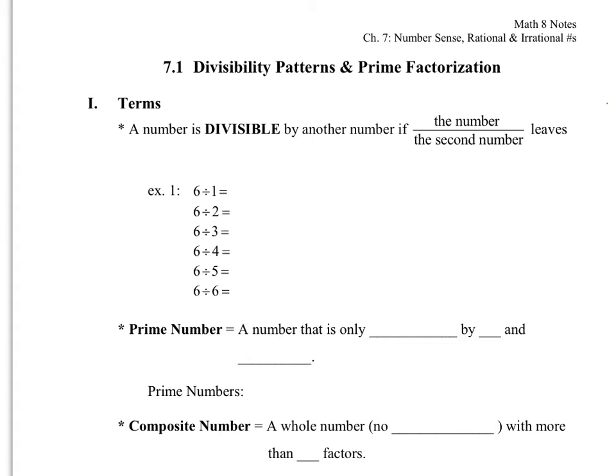Okay, chapter 7 starts out with divisibility patterns and prime factorization. So 2 parts to this. Divisibility patterns. So what are some things that we see happening all the time with division?